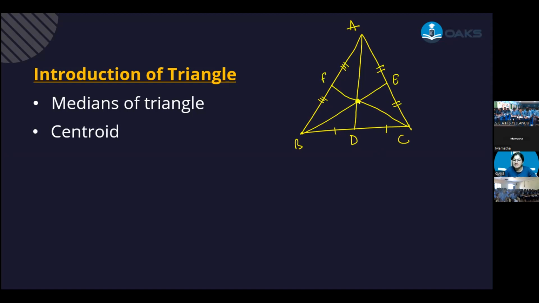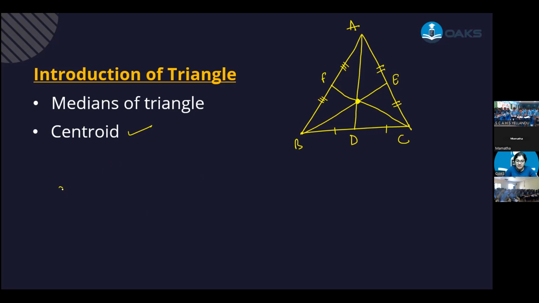Now, this point where all the medians are intersecting is known as the centroid of the triangle, where all the medians of the triangle intersect. So everybody is getting this point? Everyone sure?